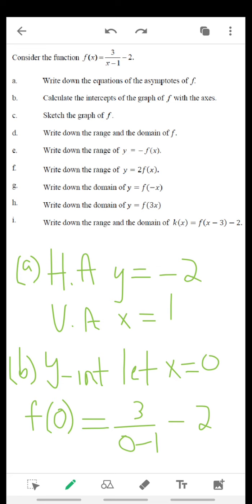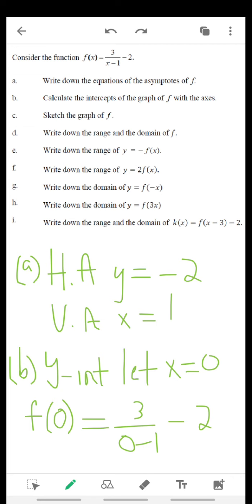A: write down the equations of the asymptotes of f. They are saying write down the equations, underlined. So if you just say to me the answer for the horizontal asymptote is minus 2 and the vertical asymptote is minus 1, I'm going to mark it wrong, because that is not an equation. An equation will have x equals and y equals. So for A, I answered the question by saying the horizontal asymptote will be y equals a minus 2 and the vertical asymptote will be x equals 1. Let's go to B.